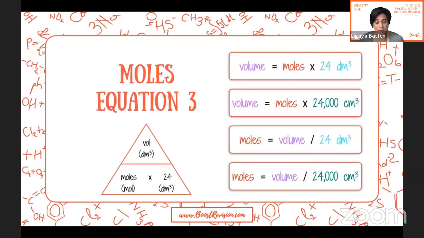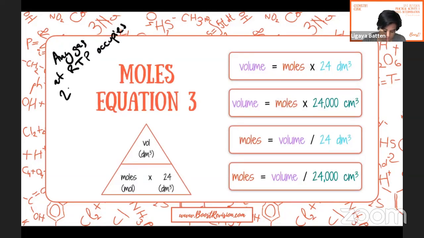The third moles equation involves volumes of gases. This is specific to gases, and it relies on a law that states that any gas at room temperature and pressure, if you ever see RTP written like this, what that means is room temperature and pressure, occupies 24 decimeters cubed of volume.